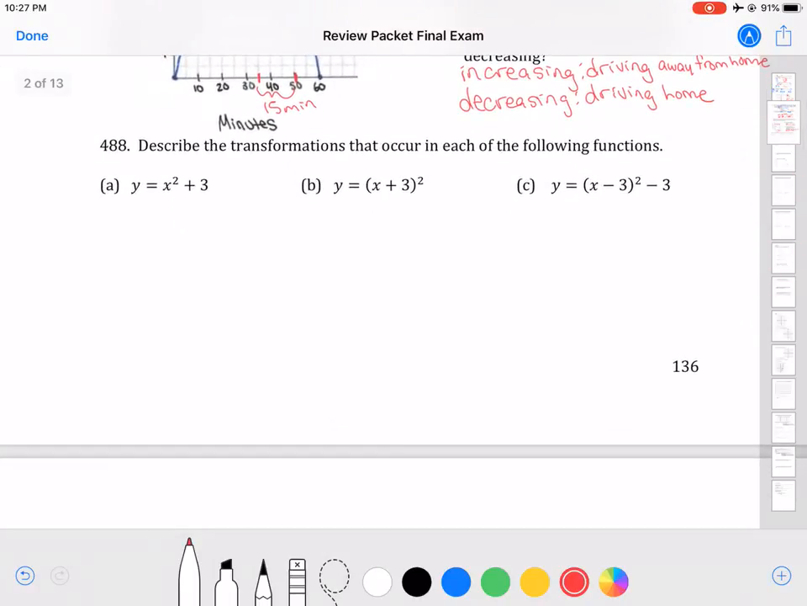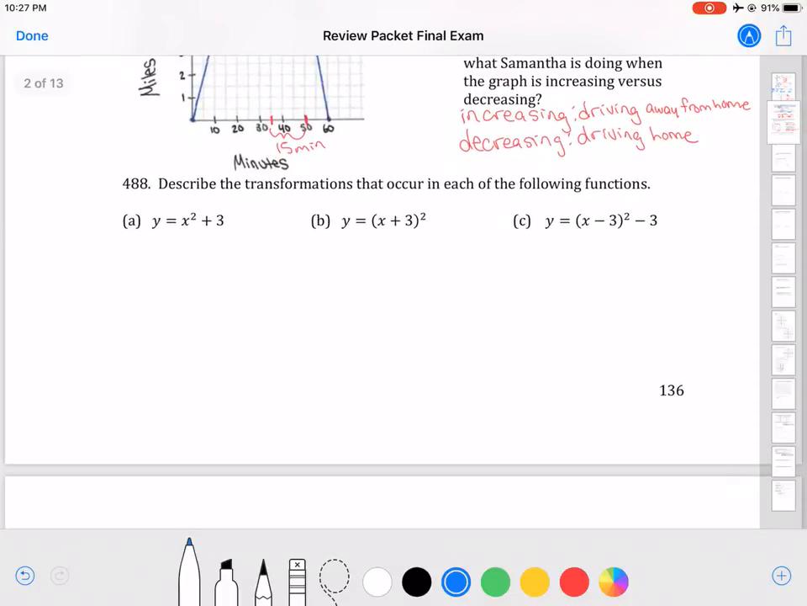488, also something that we just did in the week 14 notes, so hopefully it's fresh in our minds. It says, describe the transformations that occur in each of the following functions. So there's two different ways to do these problems as well. One of them is to just graph them and see how they changed, and the other one is to follow the rules. So I'm going to write the rules off to the side that hopefully we remember from the week 14 notes. Okay, so first one is whether it's outside or inside the parentheses. I'm just going to use these for parentheses.